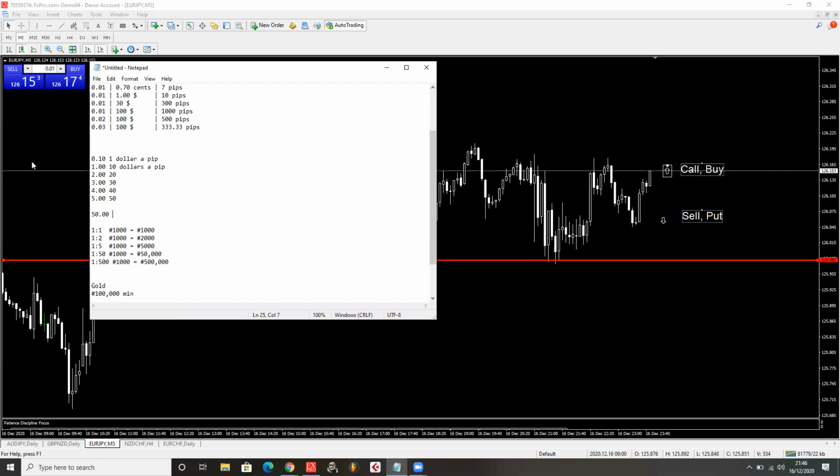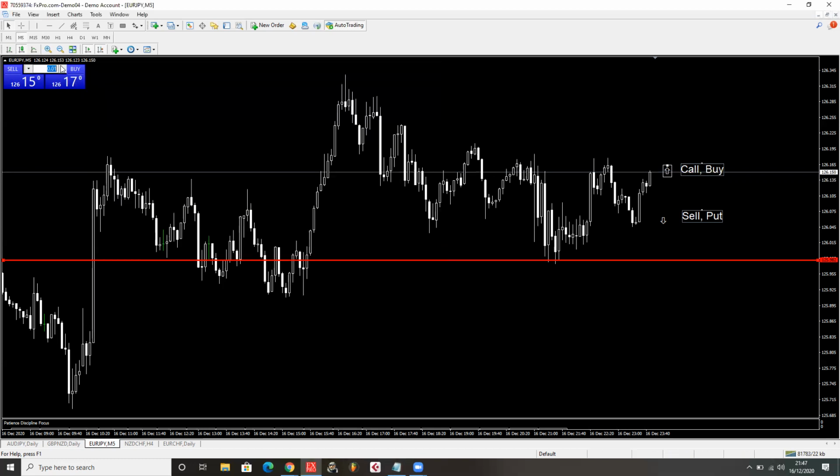1.00. Okay, I'll make it simpler for you. If I put 1.00 right here, it means I make $10 a pip. If I put 0.10 right here, I make $1 a pip. If I put 0.01 here, I make 10 cents a pip. Okay? Or shall I re-explain?